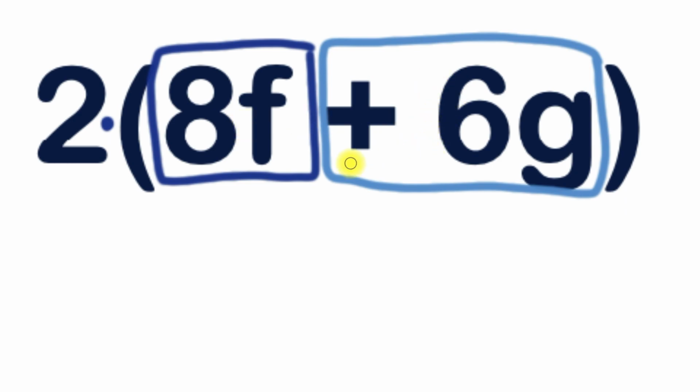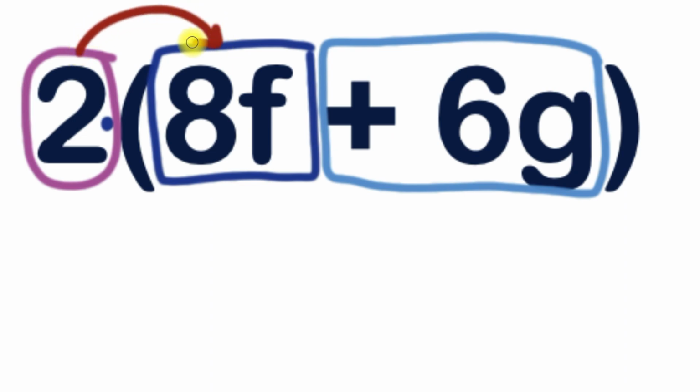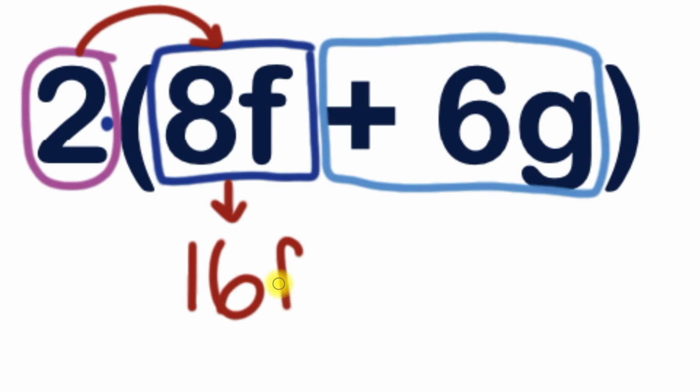So we're going to multiply each of these terms, positive 8f and positive 6g, by this factor outside, which is positive 2. So let's do that one step at a time. We've got positive 2 times 8f. Well, 2 times 8 is 16. So I'll write that here, and I'll just bring the variable down with it. So that's our first distribution.